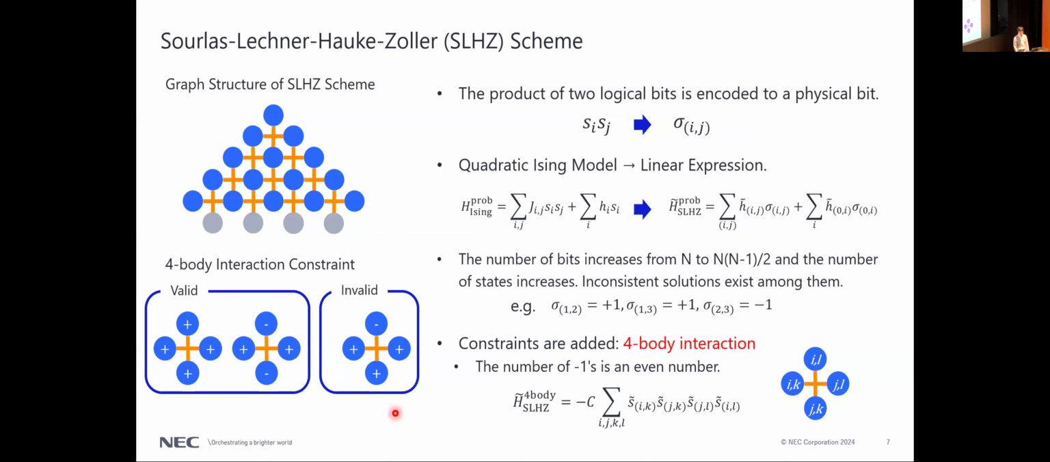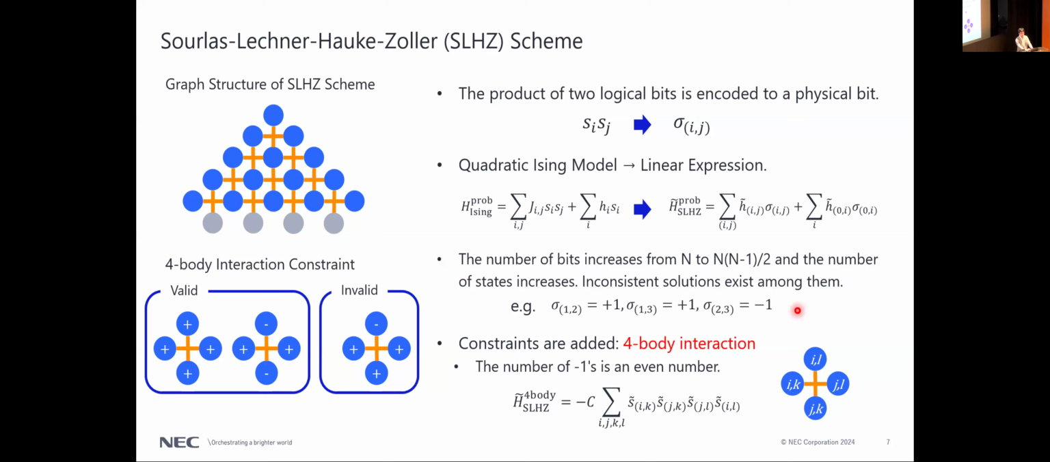So let's take a closer look at the SLHZ scheme. In the SLHZ scheme, the qubits are arranged in a triangle shape like this. The product of two logical bits is embedded in each physical qubit. As a result, the quadratic Ising model is converted into a linear expression. In addition, the number of bits increases from n to about n squared. As the number of bits increases, the number of possible states also increases, and solutions that cannot be decoded also appear.